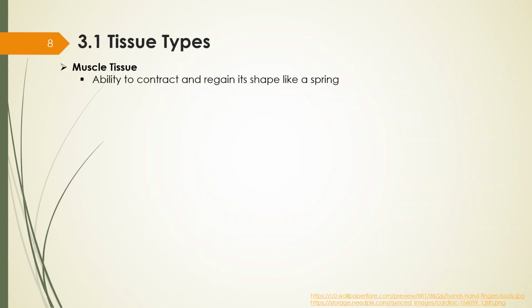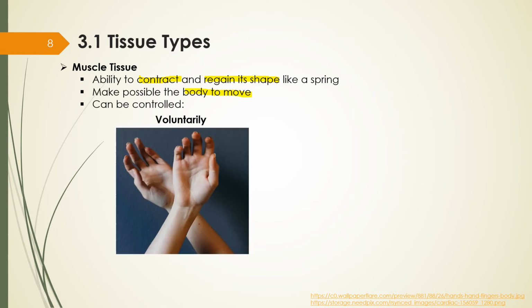Finally, the muscle tissue. Muscle tissue has the ability to contract and to regain its shape like a spring. So it contracts and decontracts all the time. So the muscle basically makes the body move, not just the body, but your organs as well. Some of your muscle tissue can be controlled voluntarily. For example, the movement of your fingers. So if you're moving right now, you are controlling the movement of your fingers, of your body, of your legs, of your full body.